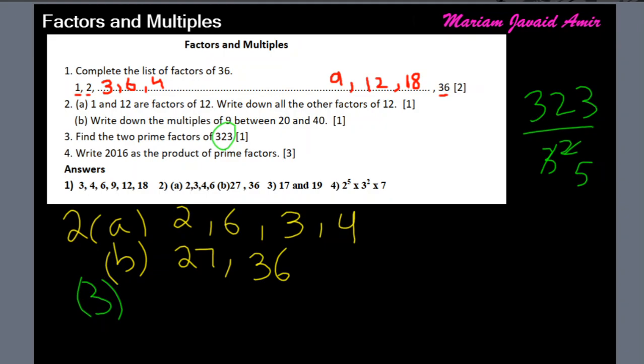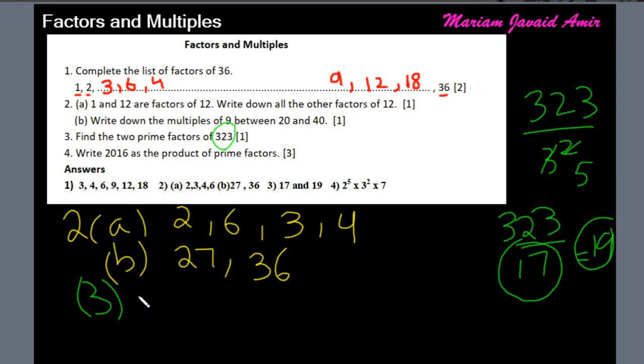Then you can check for 7 in this way, and you can check for 11, and so on, and you'll notice that this number 323 is completely divided by the prime number 17, and the answer would be 19. So the two prime factors of the number 323 would be 17 and 19. So the answer would be 17 and 19.